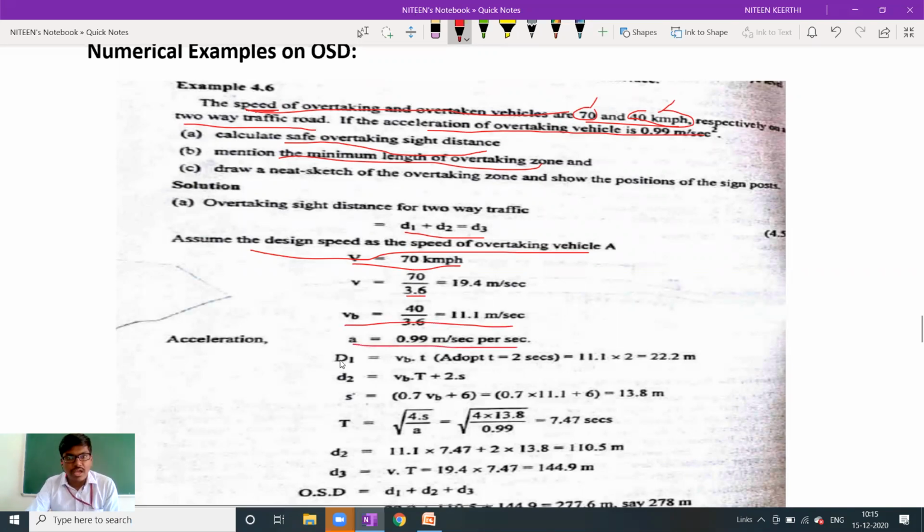So first determine the D1 component. Sorry, they have given it in small d, not capital D. So first determine D1. What is D1? First component, VB into t. Simple.